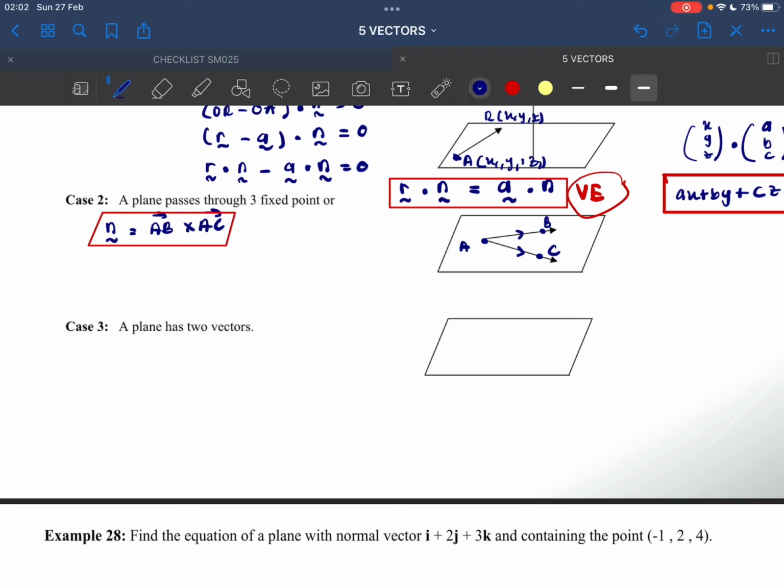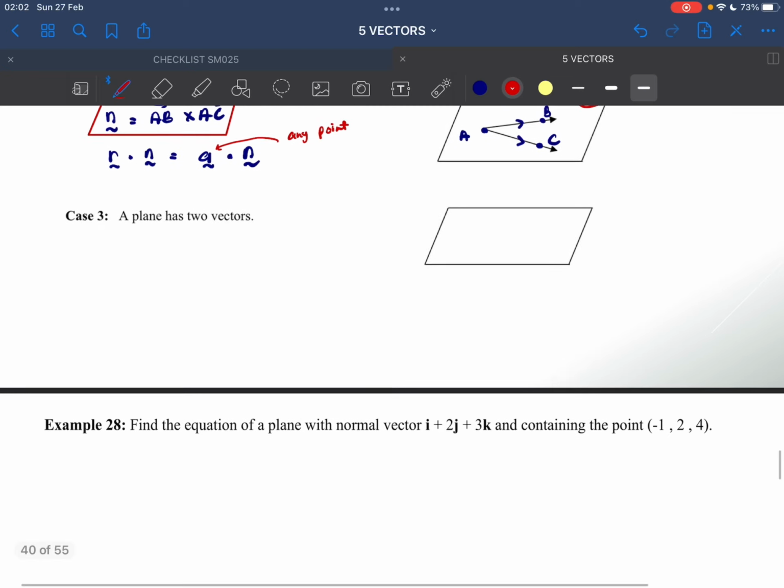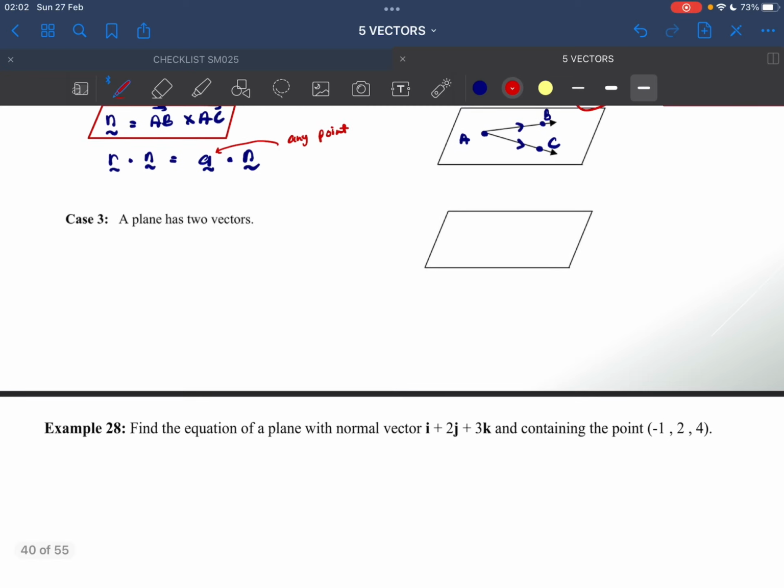So we just go to the vector equation of a plane and substitute. A here can be at any point, either A, B or C. Okay, so now the third case, a plane has two vectors. So let's say on the plane here we have one, let's say vector a, and we have the other one, vector b.